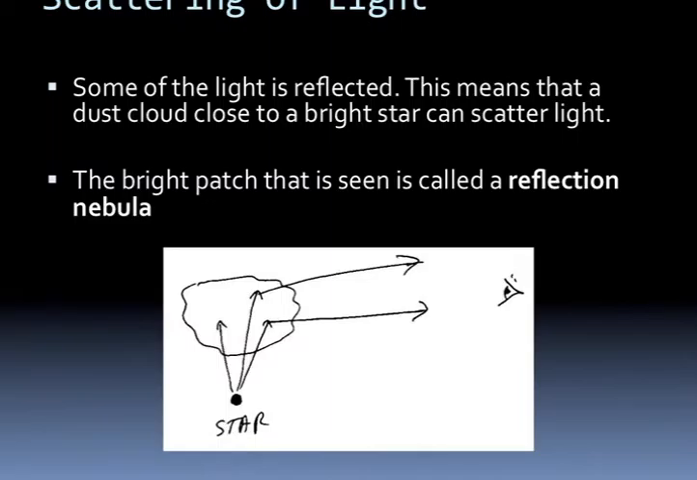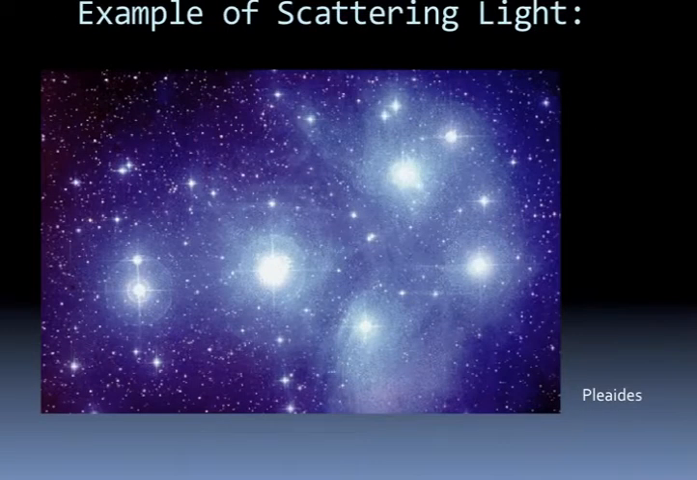So some of the light is reflected. That means that dust close to a bright star can scatter light. The bright patch is seen as a reflection nebula. Essentially a star gives off light, and as it goes through the dust cloud here, the blue light is scattered and it goes in all directions, some of which goes to us, and we see a blue nebula. The Pleiades are an example of this.